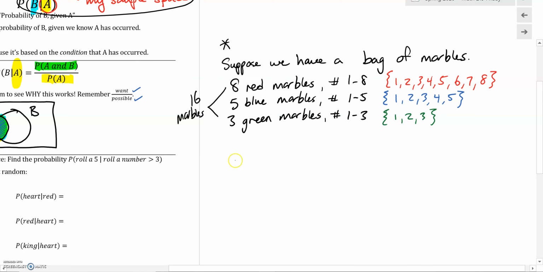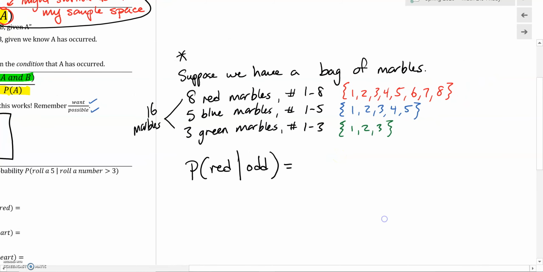So what if I said, what's the probability of getting a red marble given that there's an odd number on it? Okay, so if I just wanted the probability of a red marble, let's just come up here and suppose I just want, what's the probability of a red marble? Well, there's 16 marbles total. How many of them are red, right? How many ways to achieve success? There's 8 of them that are red, so it's 50-50. It's 1/2 chance to get a red marble out of here.